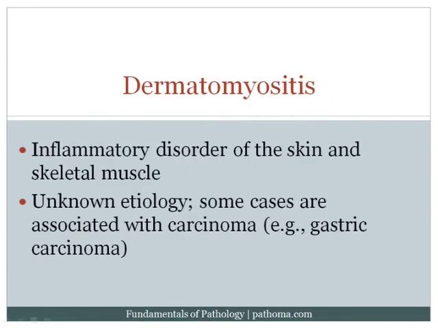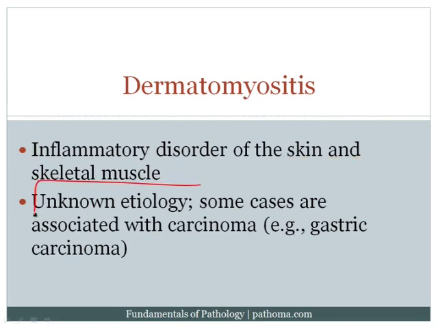Moving on to skeletal muscle, the first disorder that we're going to discuss is dermatomyositis. Now the name here tells you a lot. You've got myositis, which is inflammation of the muscle, and dermato, which implies that you have inflammation of the skin. And so this is going to be an inflammatory disorder of both the skin and the skeletal muscle.